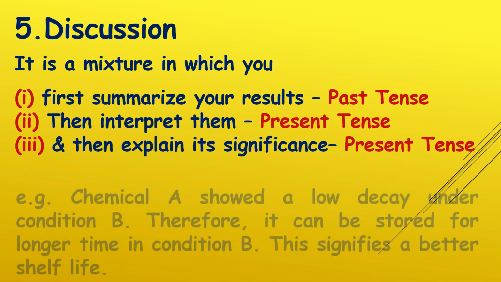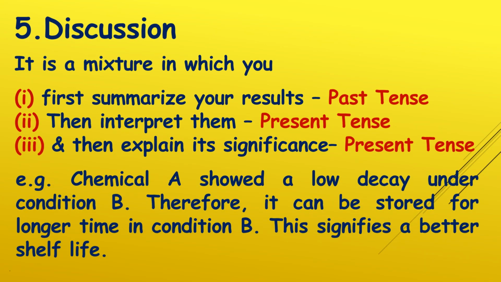Let us take an example. Chemical A showed a low decay under condition B. So this is the summary of the results you obtained earlier. After that, you come to an interpretation, that therefore it can be stored for a longer time in condition B. So this is an interpretation. After that, what is the significance? So this signifies a better shelf life.